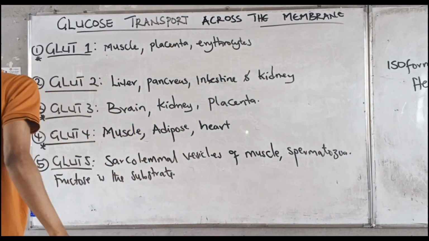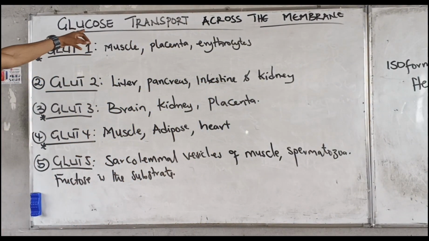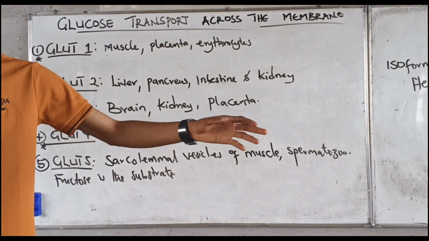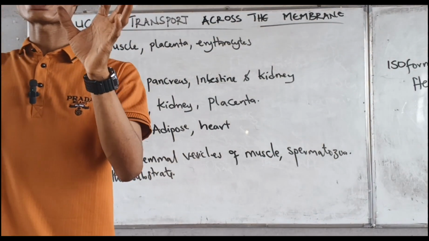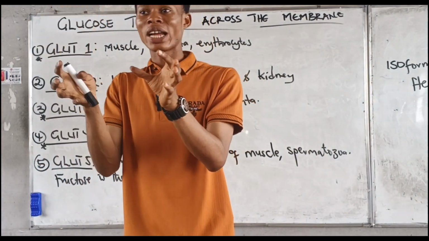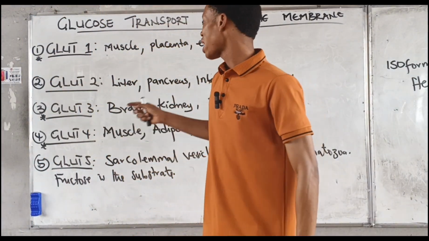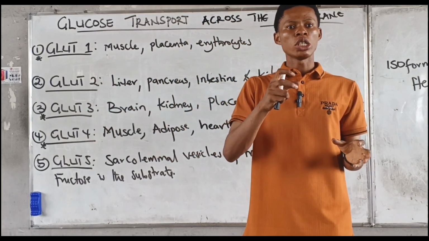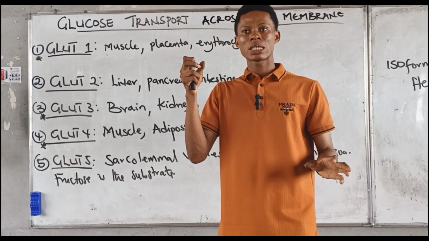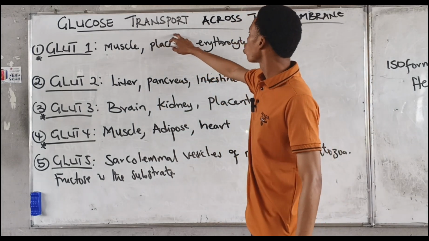All right. Now, if you look at this, we have glucose transport across the membrane. Now, you know that the cell membrane is like the barrier, right? The cell membrane is the barrier that regulates what is coming in or what is going out of the cell, right?